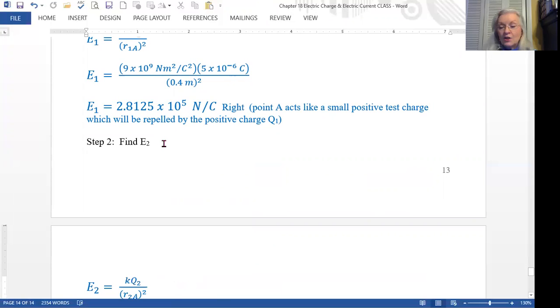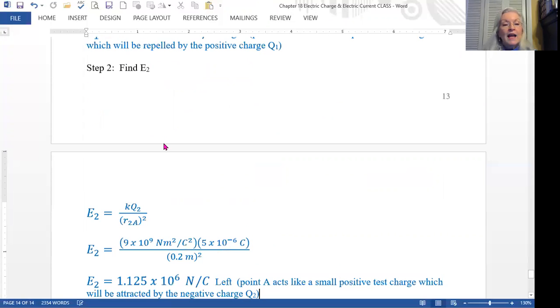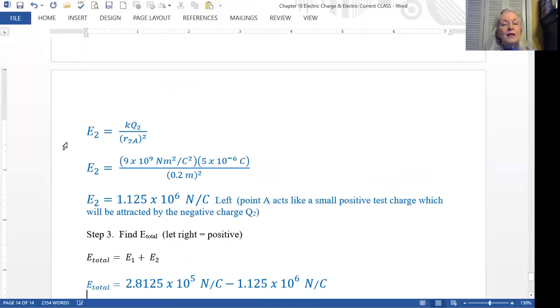Now we need to find E2, the electric field at A because of charge 2. So we have our formula, KQ over R squared. Plug in the numbers, and then do the math, and you should get 1.125 times 10 to the 6th newtons per coulomb. And it points left. How do I know that? Well, point A, we pretend we've got a positive charge there. We know charge 2 is negative, so opposites would attract. Our small positive test charge at A would be pulled left towards 2, so the electric field points left.